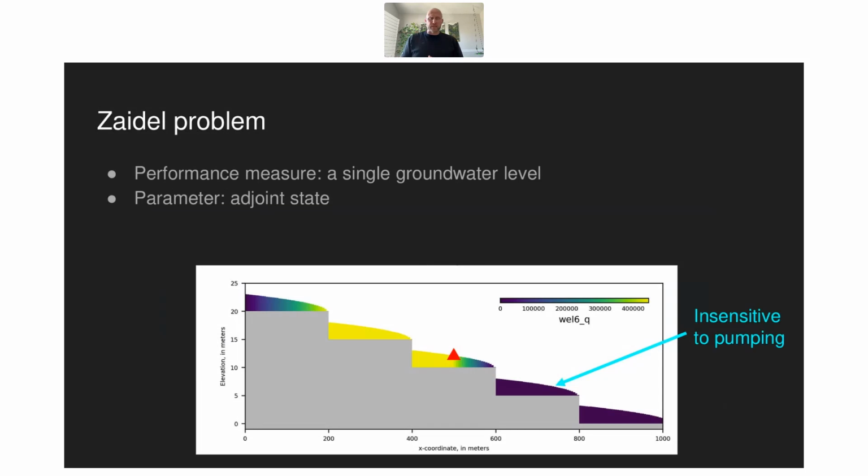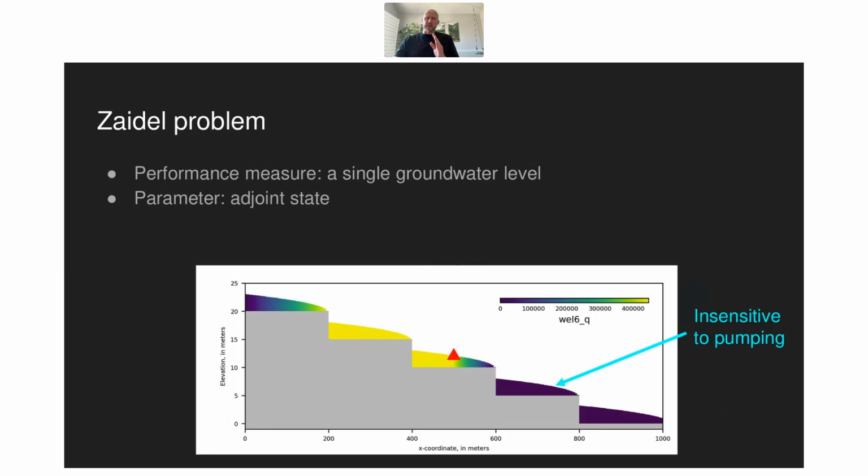And we can make plots. This is the plot of the adjoint state vector. So where it's dark blue, no amount of pumping is going to influence the head. Where it's bright yellow, it's very sensitive to pumping. And so you get an idea that on the lower lobes, you can do whatever you want. You're not going to influence the head at that red triangle. Same thing on the top lobe.